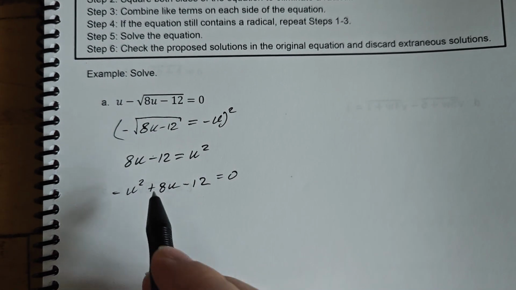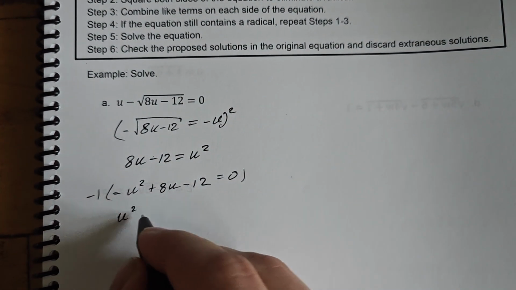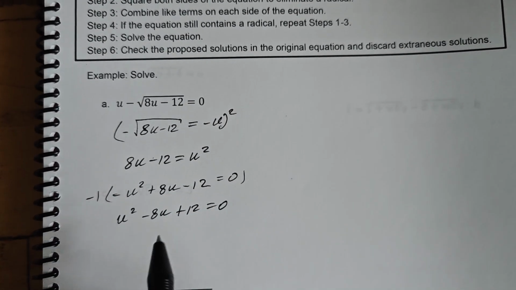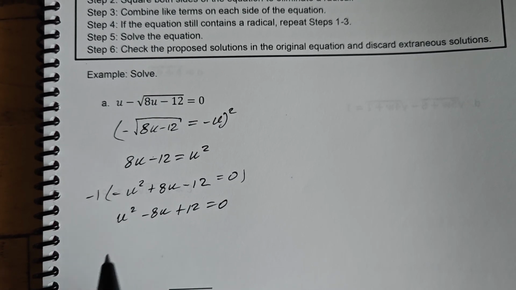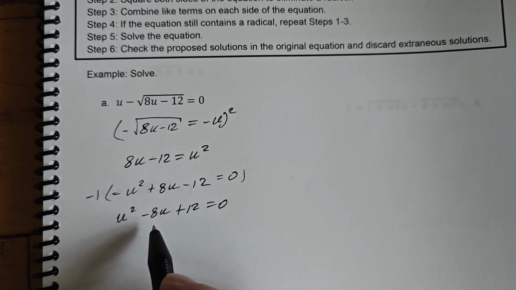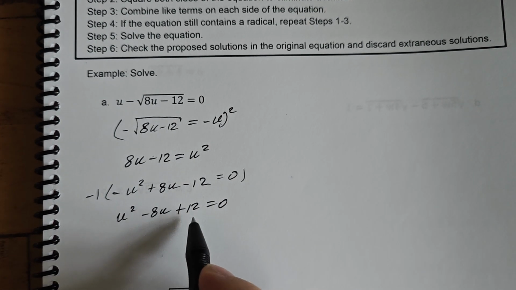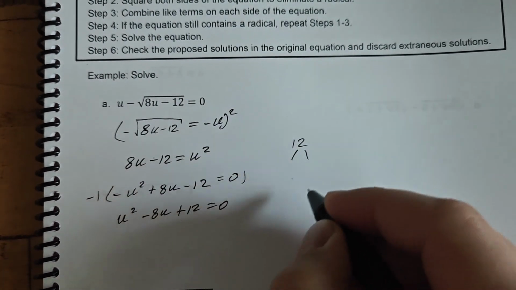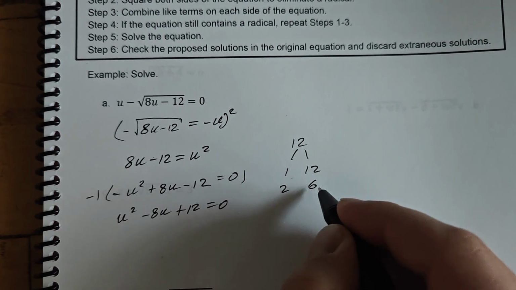I don't like that negative there, so I'm going to multiply everything by negative 1. That gives us u squared minus 8u plus 12 equals 0. So we're looking for two things that multiply to 12 and add to negative 8. If they're multiplying to a positive number and adding to a negative number, they have to both be negative. So options for this: 12 is 1 times 12, 2 times 6.